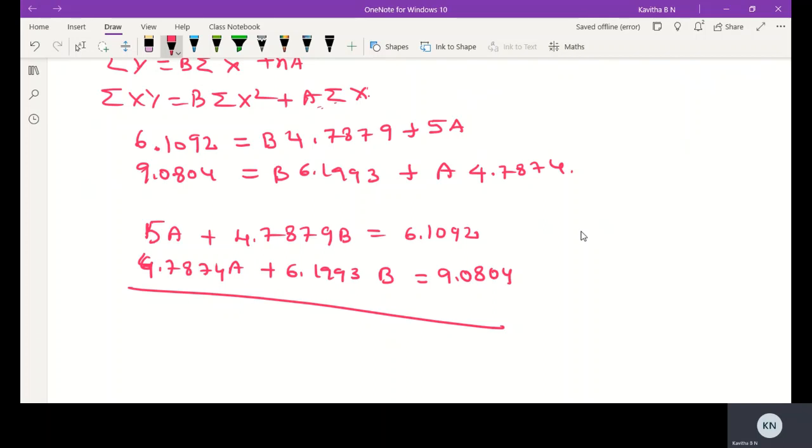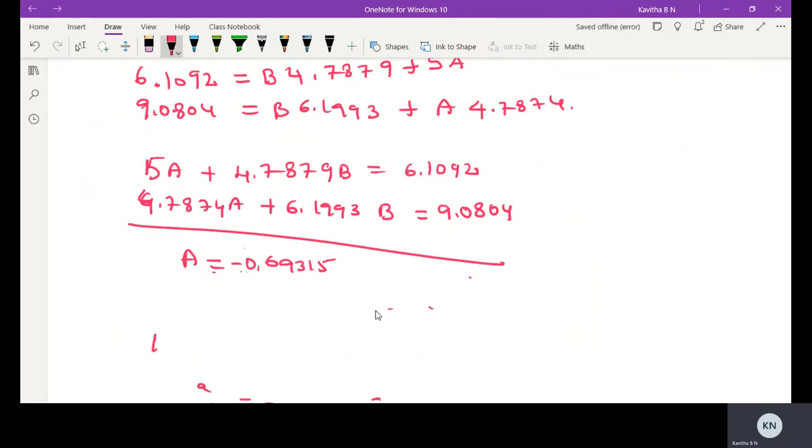Okay, use the calculator and simplify. I will give 5 minutes time to use the calculator and simplify. The values here: capital A is equal to minus 0.69315, and B value here is 2. Then log A base e is equal to capital A, means log A base e is equal to minus 0.69315. Then capital B is 2, and small b is also 2.